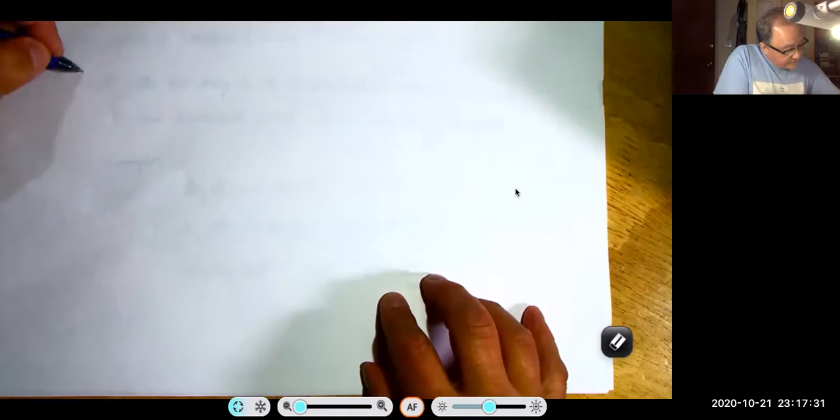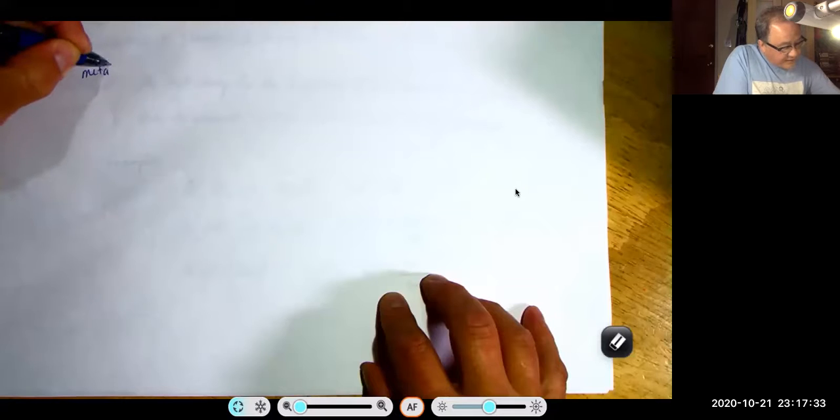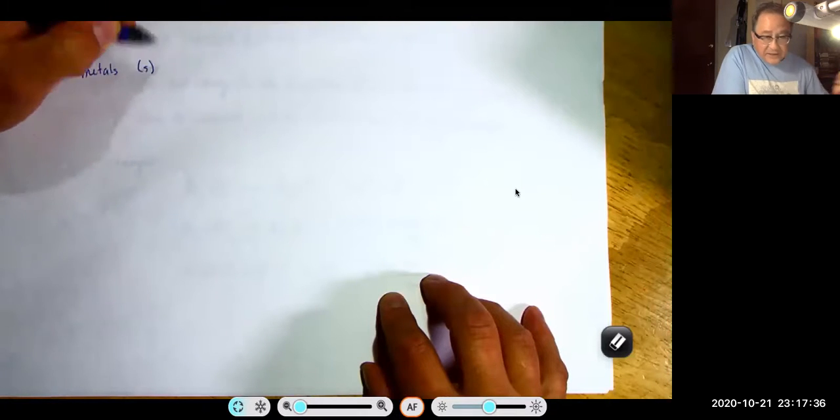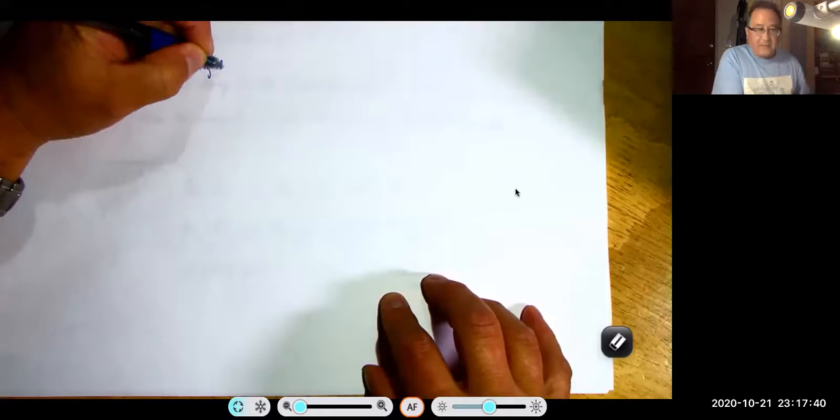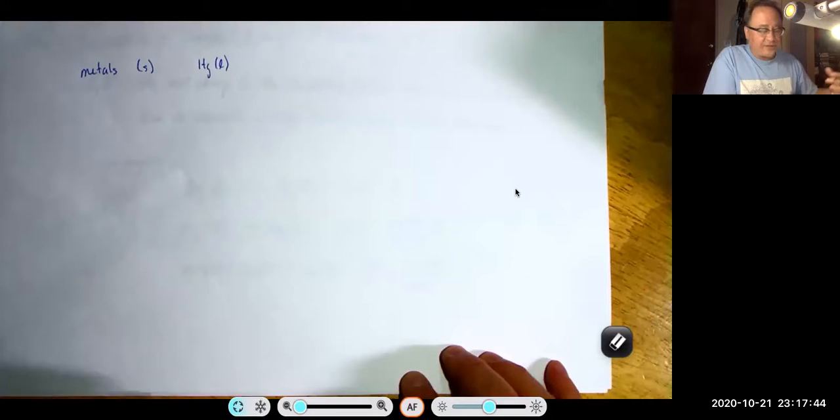Metals. Their standard state is a solid, except for one metal, which is mercury. Mercury is a liquid. But every other metal, the standard state is a solid. Sodium, its standard state is a solid.